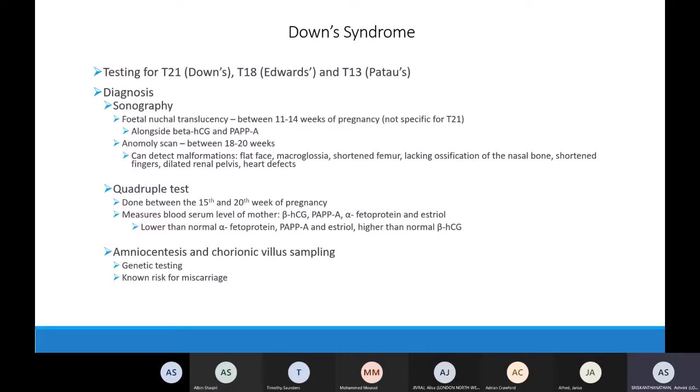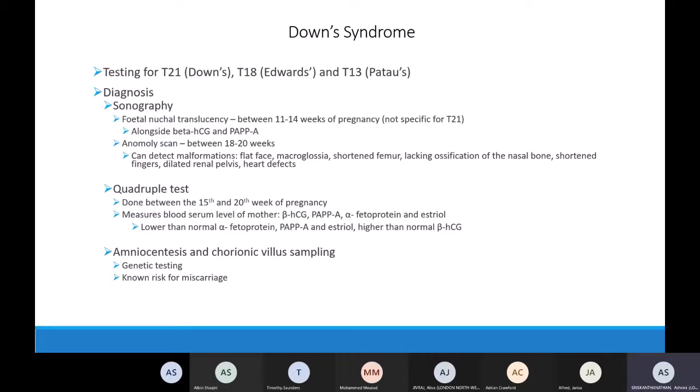Just going on about the quadruple test. So I mentioned the 4 different ones. Your alpha fetoprotein is made by the baby itself. Your beta HCG is made by the placenta. Your estriol is a hormone made by the placenta and the baby's liver. And your inhibin A is another hormone made by the placenta. You're checking all of these to detect any abnormalities, because the cells of the placenta as well as the fetus are from the same embryo.